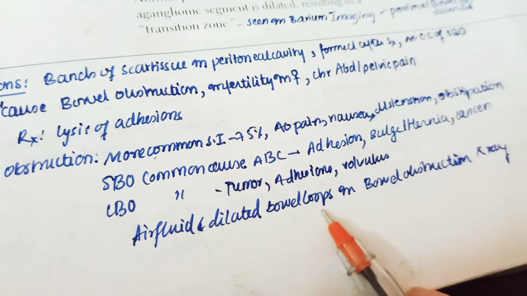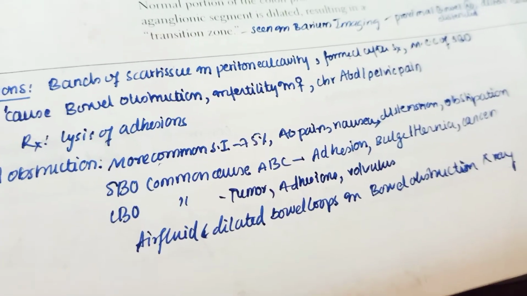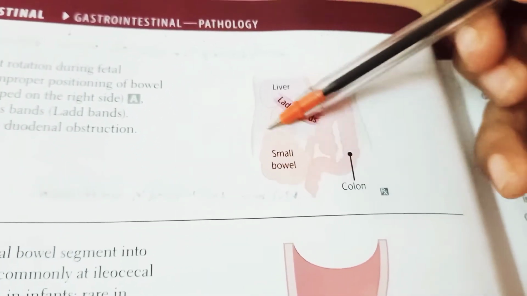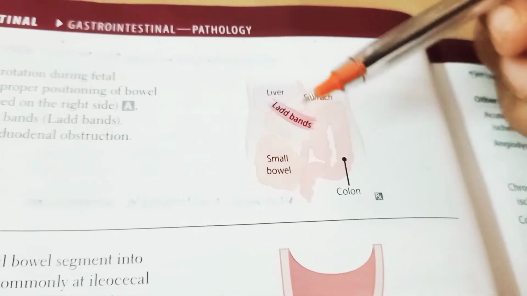Air, fluid, and dilated bowel loops are seen on X-ray in bowel obstruction. So if you do X-ray for this, you will see air, fluid, and dilated bowel loops. So next is malrotation. You can see here how the small intestine is on the right side. It is clumped up on the right side, and the colon, you can see how abnormal it is.